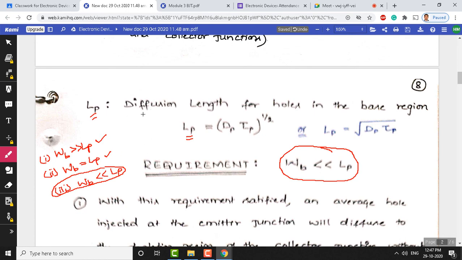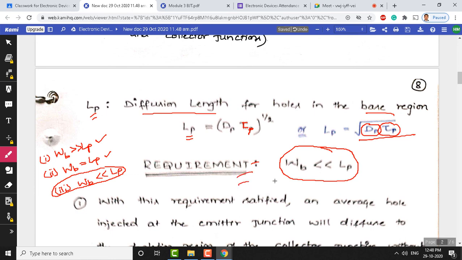LP is nothing but the diffusion length for holes in the base region here. Okay, so the formula for that is LP equals (DP tau p) to the power of half. This can be written as LP equals the square root of DP into tau p. DP is the diffusion constant for holes, and tau p is the lifetime of holes here. Lifetime of holes should be larger, okay, and LP also should be larger. So, therefore, WB must be very small. So, this is the main requirement for a good PNP transistor design here.